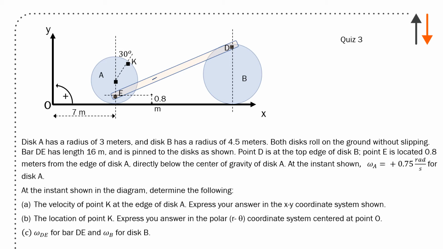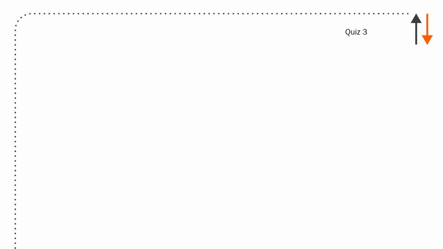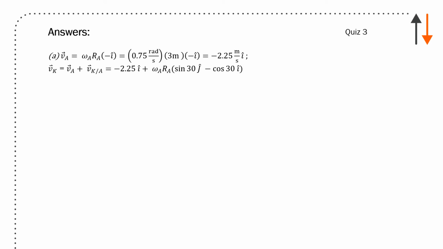omega B for disk B. If we start first with the solution, we have velocity of A, which was given basically as omega A times RA in the minus i direction. You solve through for all the terms, you get minus 2.25 meters per second i. For velocity of K, it's equal to velocity of A plus velocity of K relative to A. Substitute all the terms and then go from A to K, and that distance is RA sine 30 in the j direction, RA cos 30 in the i direction.